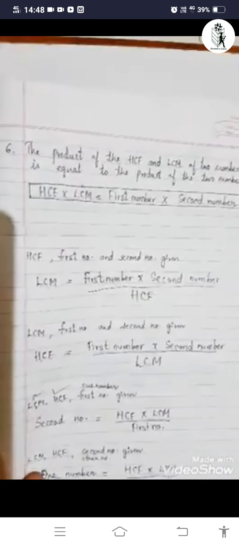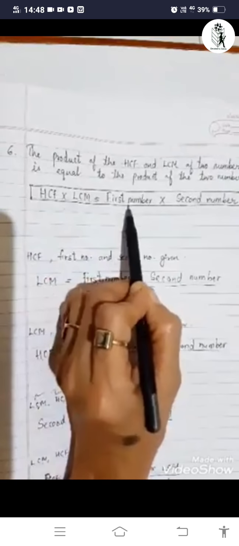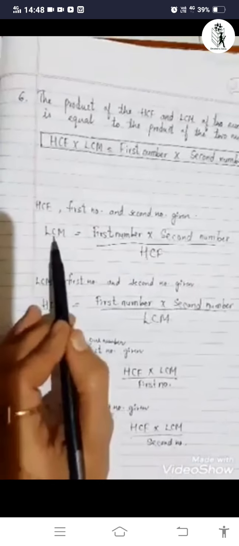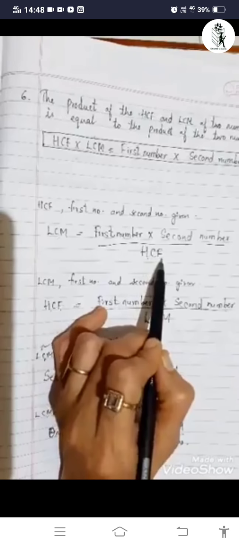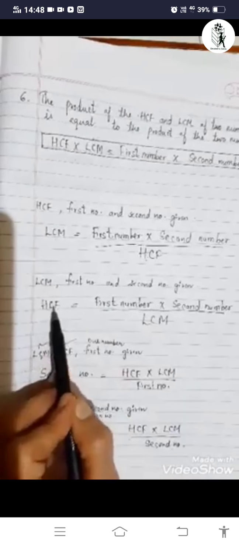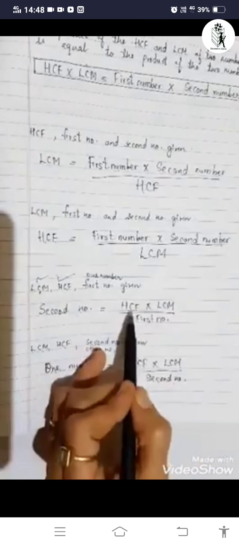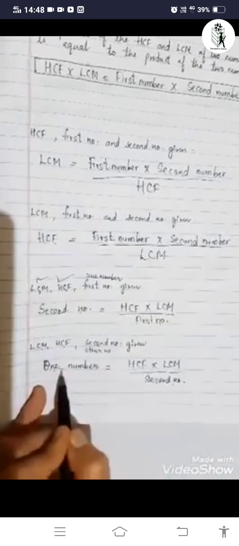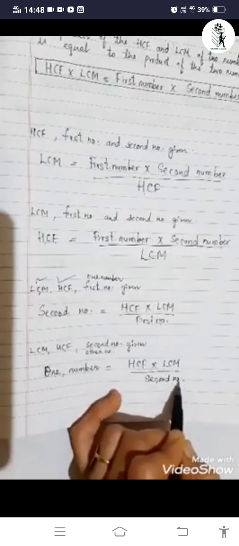So remember, the sixth property is very, very important. HCF multiplied by LCM is always equal to the product of the two numbers. If you have to find the LCM, the formula will be first number multiplied by second number upon HCF. If you want to find the HCF, the formula will be first number multiplied by second number upon LCM. If you want to find the second number, the formula will be HCF multiplied by LCM upon first number. And if you want to find the first number, it will be HCF multiplied by LCM upon second number.